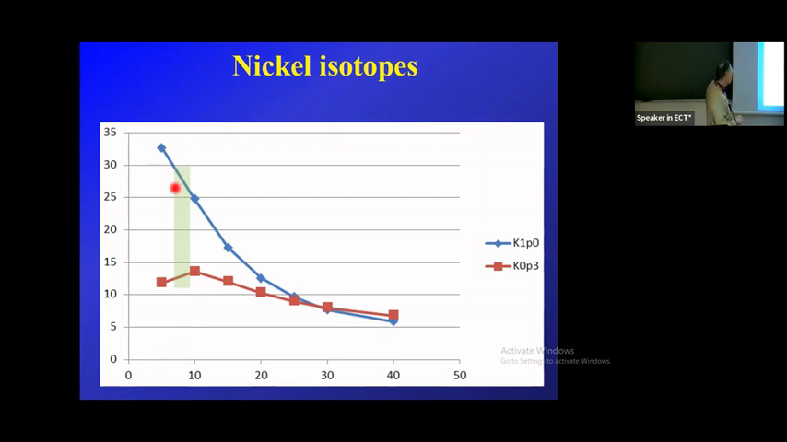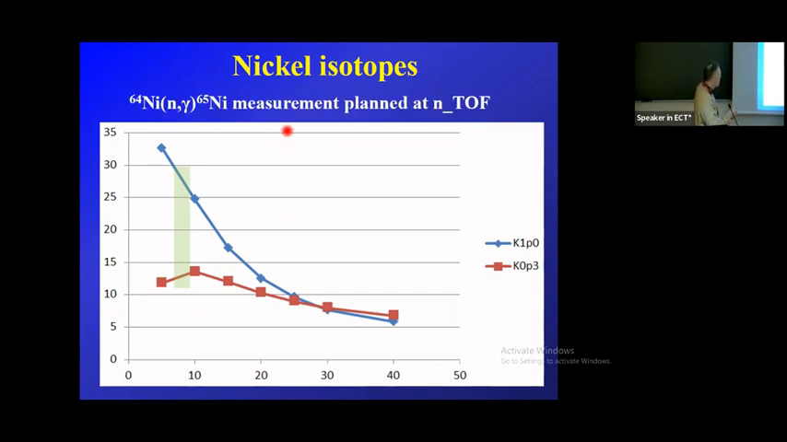And so you see that in this case, we may pass from a value of 12 to a value of 27, which is more than a factor of 2. And obviously, this has a huge effect on the production of nickel-64 in our models. And this measurement has been proposed at n_TOF and will be performed hopefully next year.